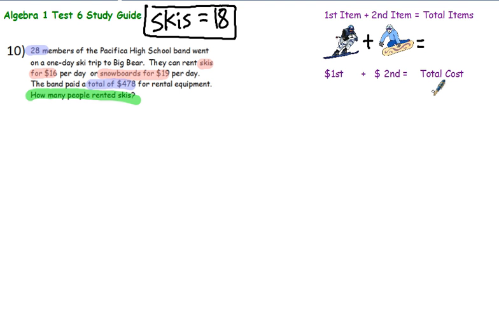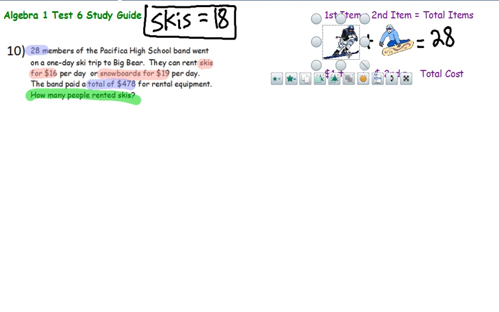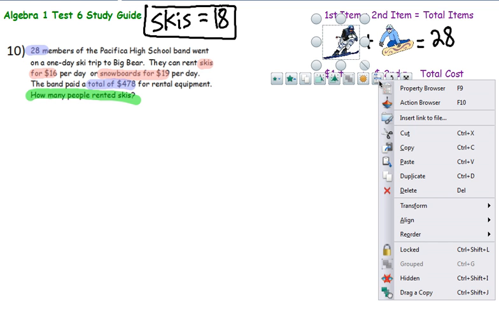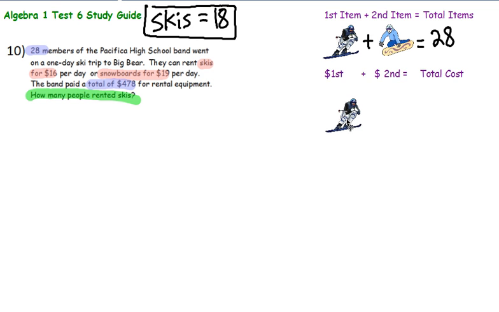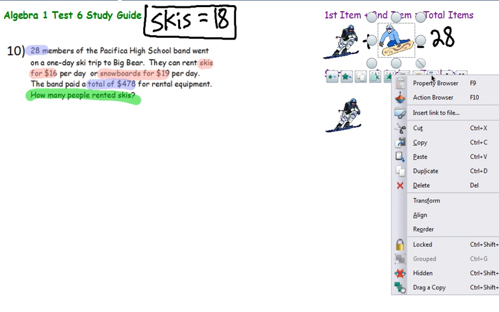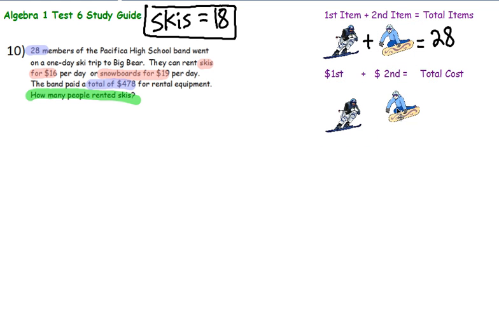But we know that since there was a total of 28 people that went on the trip, there was a total of 28 rentals. Because whoever skied plus whoever snowboarded equals the total people that went on the trip. Now, the other part of that is the cost, right? So let's start thinking about the cost on that one. Let me duplicate my little skier guy. Let's duplicate Mr. Snowboard Man.